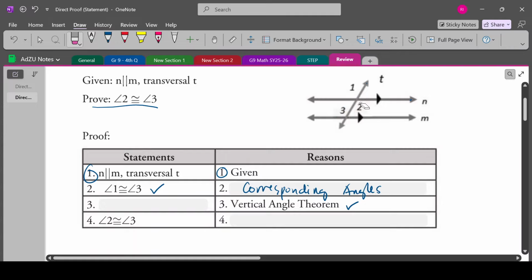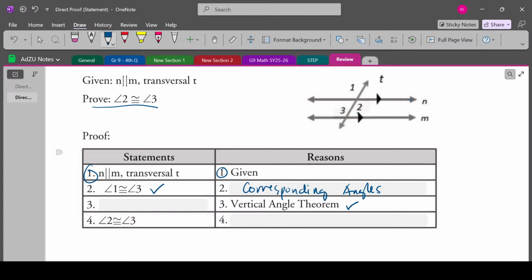We can apply dito ng vertical angle theorem. Okay? Since ito lang yung given natin, maybe we can say angle 1 and angle 2. This is an example of vertical angle theorem. So we can say that the angle 1 is congruent to angle 2. This is the vertical angle theorem. Okay, number 4 naman. Let's go.